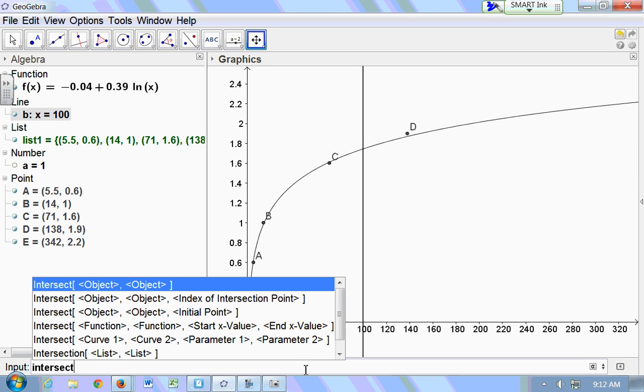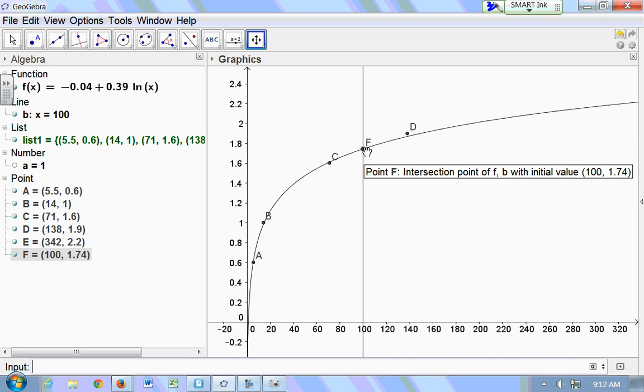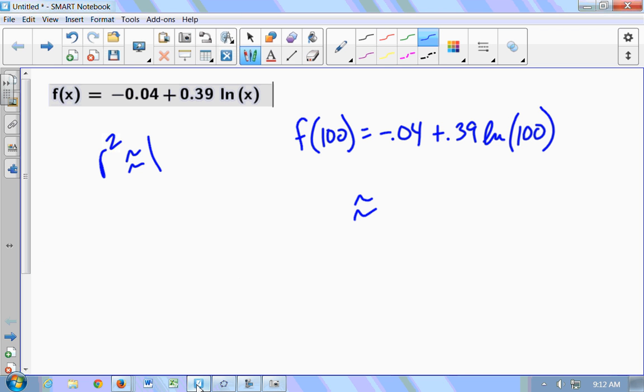Object 1, object 2. Function is f of x. And that line has a name b, so I got to intersect it with b. And it gives me the intersection point is (100, 1.74). So 100 is the size of the population, 100,000. 1.74 is the walking speed. 1.74.